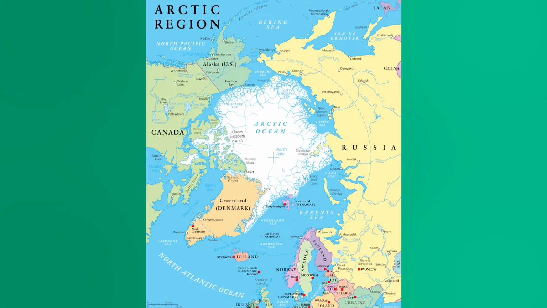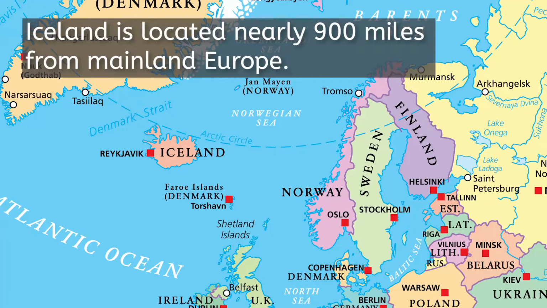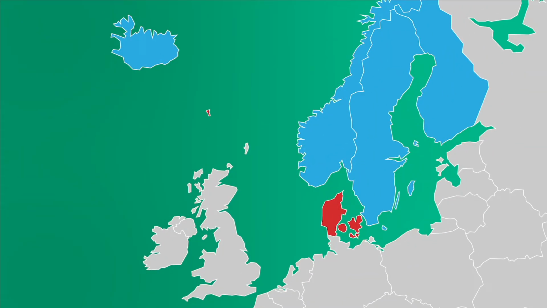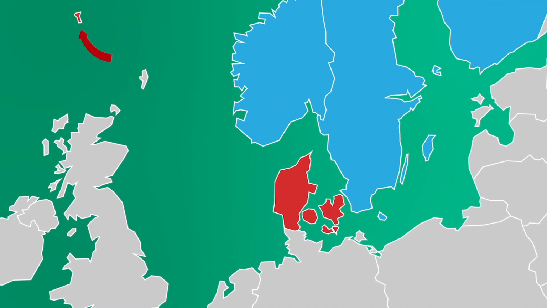nation. In the North Atlantic, less than 200 miles southeast of Greenland, is Iceland. Less than 1/20th the size of Greenland, Iceland is located nearly 900 miles from the European mainland. Denmark is the smallest of the nations of Northern Europe. Even including the Faroe Islands, which are Danish territories in the North Atlantic, Denmark is just over 17,000 square miles, less than half the size of Iceland.